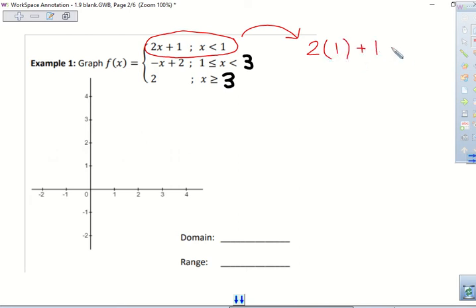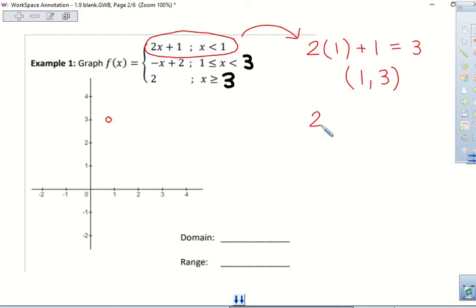2 times 1 plus 1 is? 3. So that coordinate is going to be 1, 3. And is it going to be open or closed? Open. Good. Now I want to pick a few more values, at least 1 or 2 more, so I can get a look at my graph. So what's another value I should plug in there that would be on my restriction?